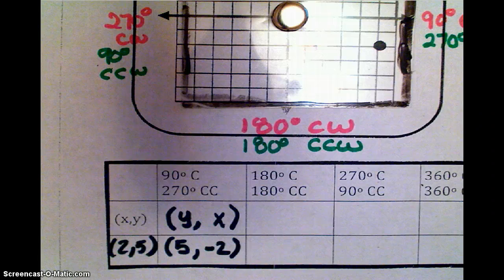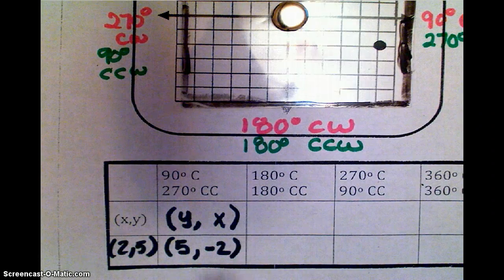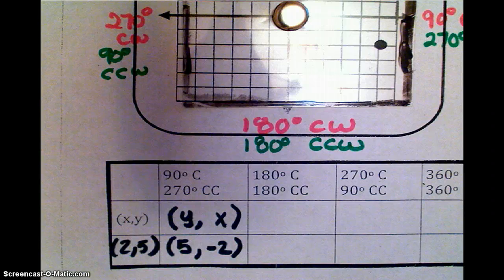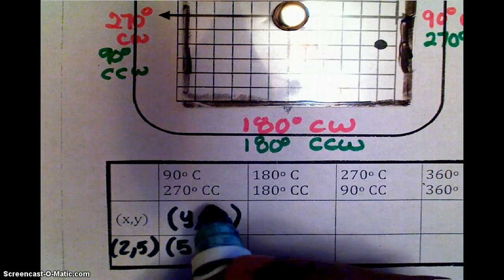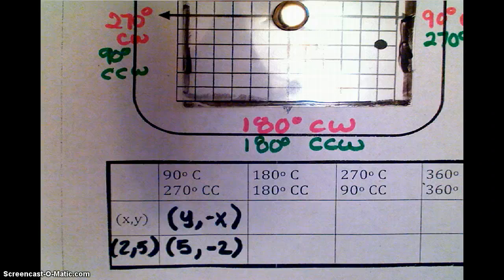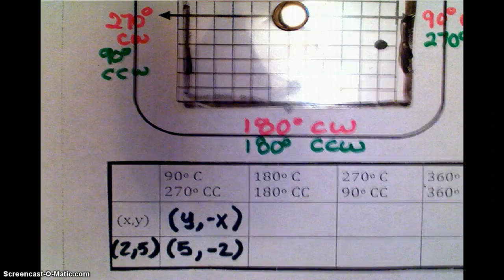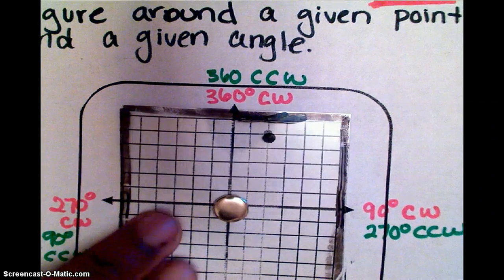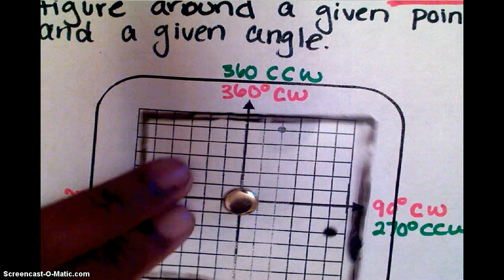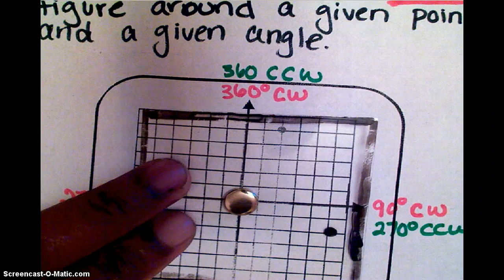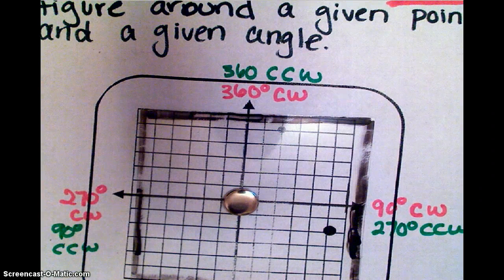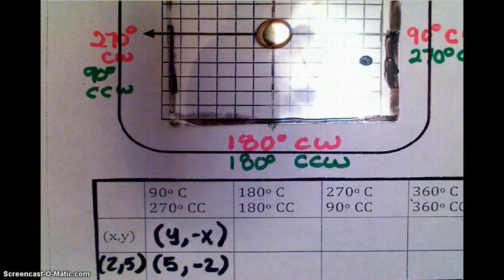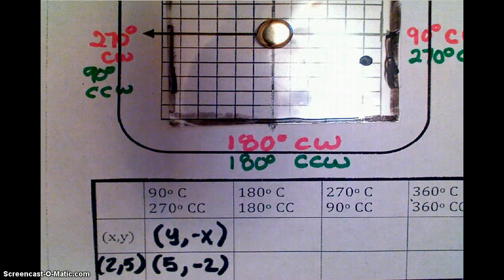But there's also something I need to note. This becomes negative, and so here I need to make x the opposite. Okay, so once again this is my original starting point. I went 90 degrees clockwise, which is the same as saying 270 degrees counterclockwise, and I ended up at 5, -2, which is the rule. You switch your x and y, and you take the opposite of x.